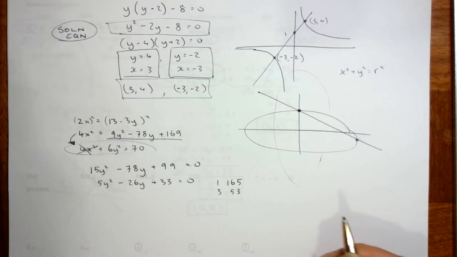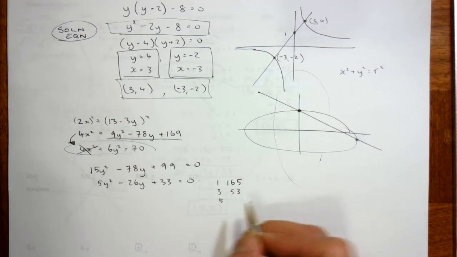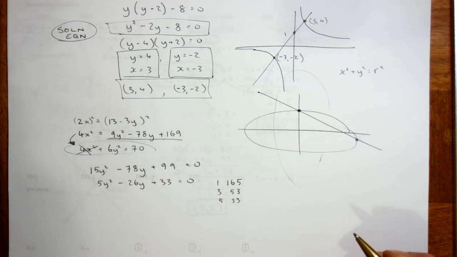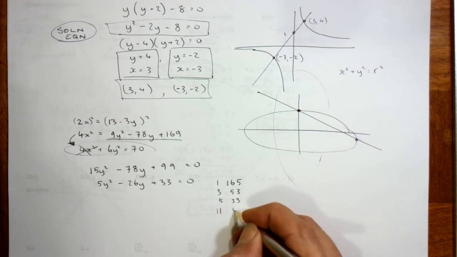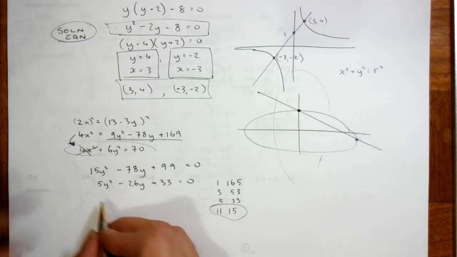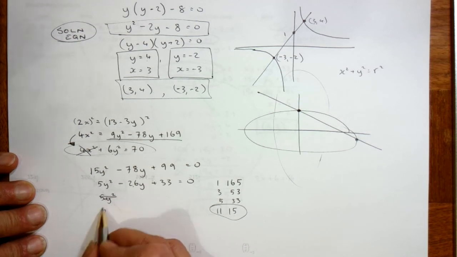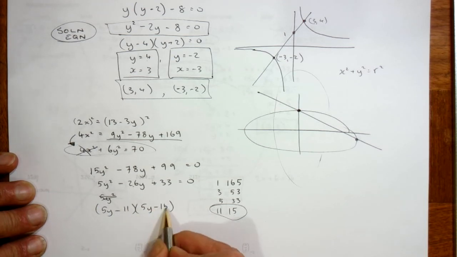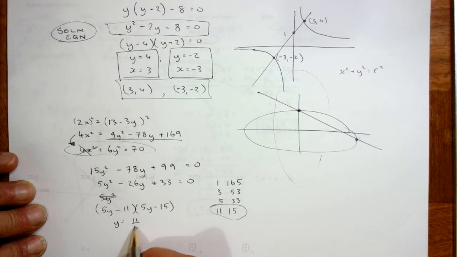3 does, 55 times. 4 doesn't. 5 does, 33 times, because we know that. 8, 9 doesn't. 10 doesn't. 11 does, 15 times. And 11 and 15 add to 26. So this is 5y squared, 5y in each bracket. Both the signs are the same, they're both minuses. 11 and 15. So y is equal to 11 over 5, or y is equal to 15 divided by 5, which is 3. There are our y values.